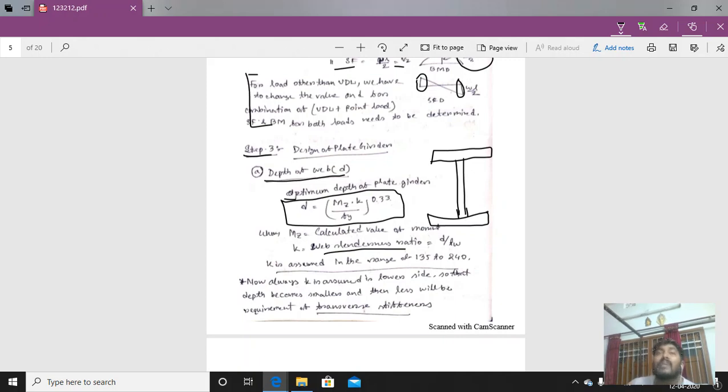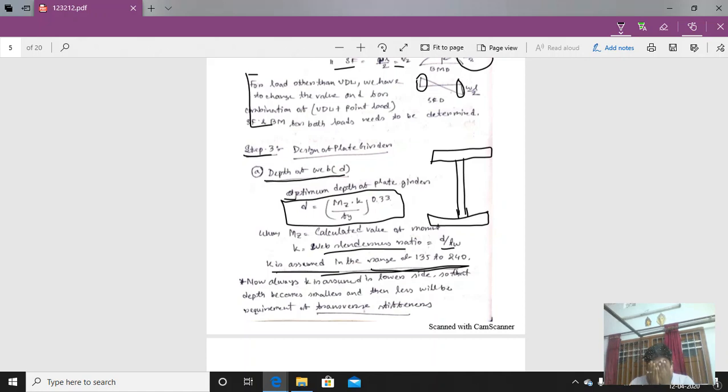What is the meaning of slenderness ratio? Normally it is KL by r, where r is the least radius of gyration. In case of the web, the slenderness ratio is D by tw, that is the web slenderness ratio. Now we do not know the value of the web thickness generally. In general, k is assumed in the range of 135 to 240.